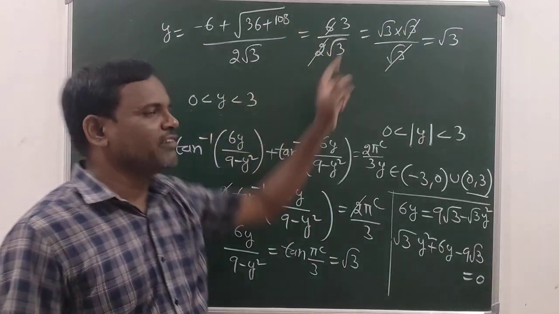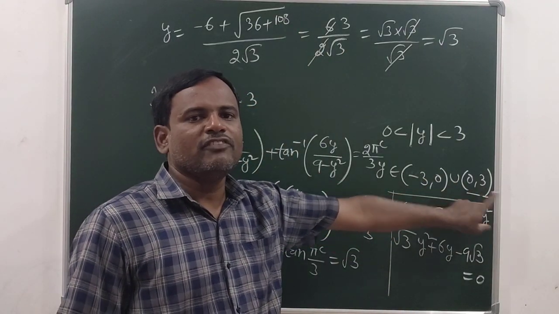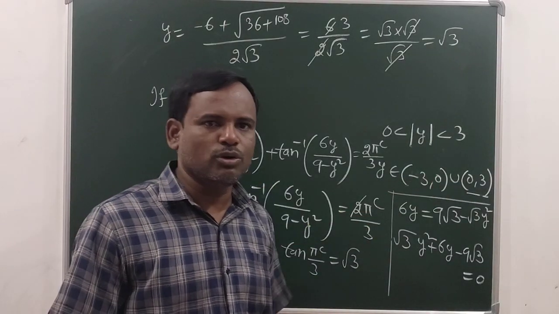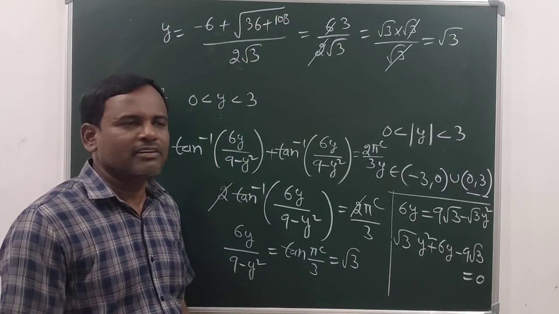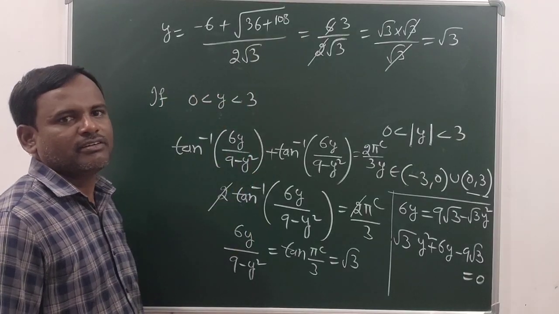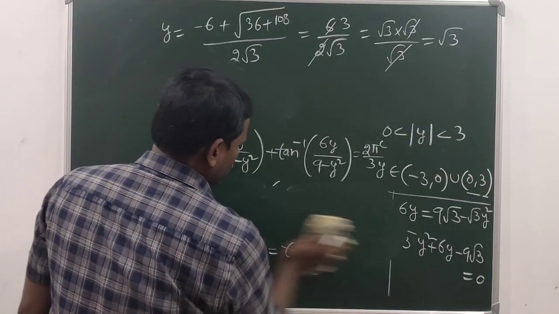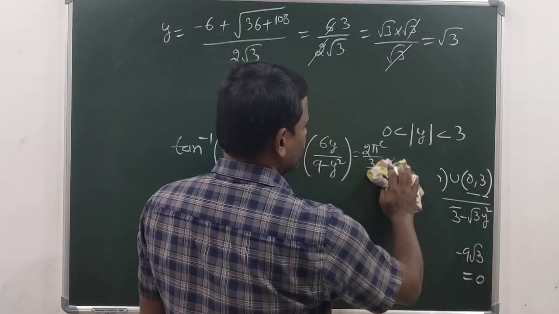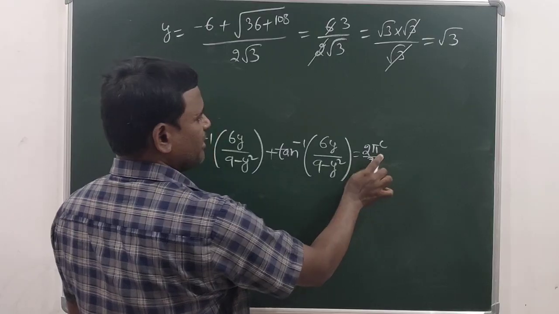So when we have got that y value as root 3, when y value is lying from 0 to 3, y may take minus 3 to 0 also, no? So in such case, what kind of values are we going to get for y? Now let me explain you. So keep it aside. One of the values is root 3. Okay. Now let us go to solve that equation when y is minus 3 to 0. This is the given equation.